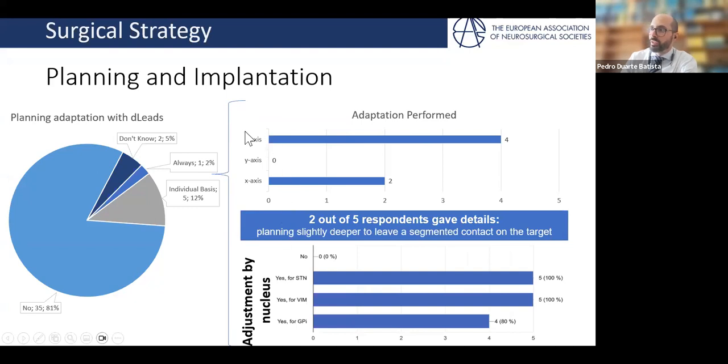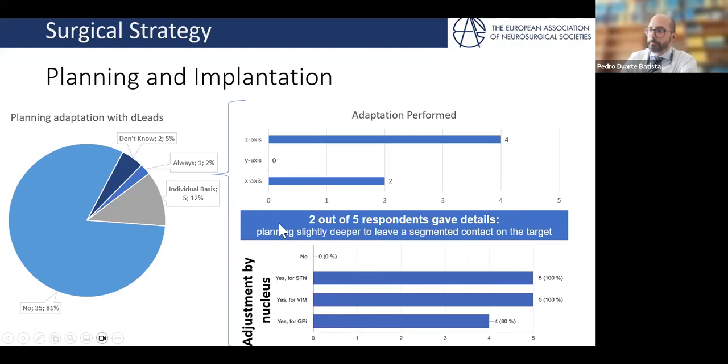And so most of the changes are in the Z-axis, no changes in the Y-axis, and 2 make changes in the X-axis. And 2 of these 5 respondents gave some details, and they say that they plan slightly deeper in order to leave a segmented contact on the target and not the most ventral one.